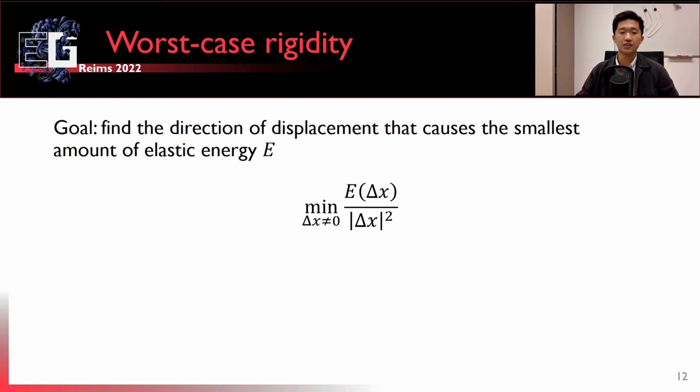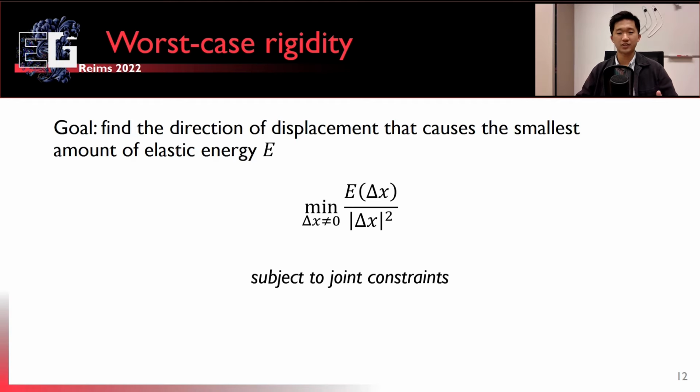And then on top of that, we can further define our worst case rigidity. The idea is to find the direction of displacement that causes the smallest amount of elastic energy. In other words, we want to find the direction in which we can deform the structure in the most energy efficient way. So we want to minimize this elastic energy over all possible directions of displacement. Following that idea, we can formulate the problem into this kind of minimization problem.